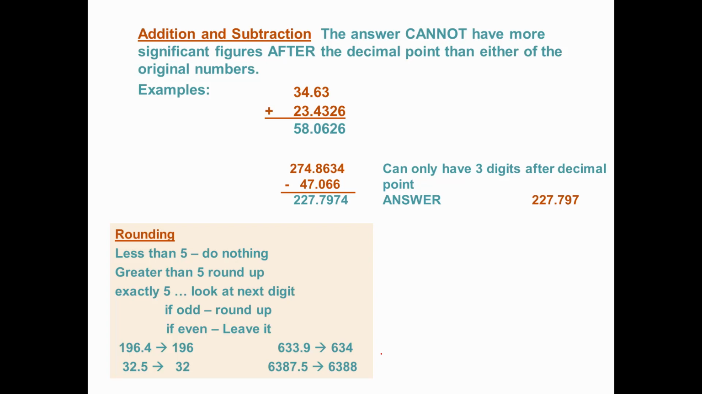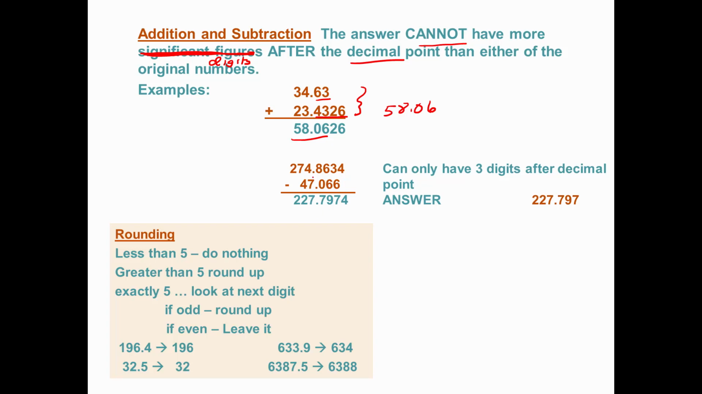Addition and subtraction, some rules. When you're adding and subtracting measurements, here are the rules. The answer cannot have any more digits after the decimal point than either of the original numbers. So I'm adding these two, and this one has 2 digits after the decimal point. This one 4. My answer can only have 2 digits after the decimal point. So that would be 58.06.